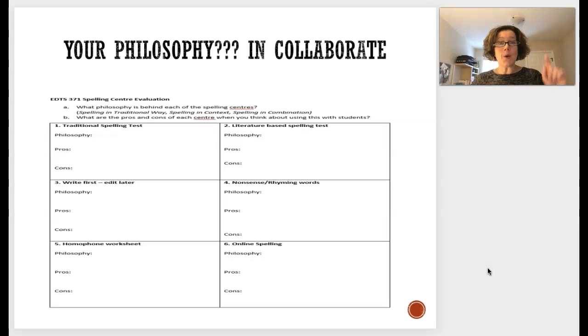Okay, so in Collaborate again, we're going to spend a fair bit of time on this, so do take time to do this so that you can actually have some really good discussion with your colleagues. Awesome, hope that gives you a good romp through spelling and what it is and some pedagogical choices that you get to make. Awesome, take care.